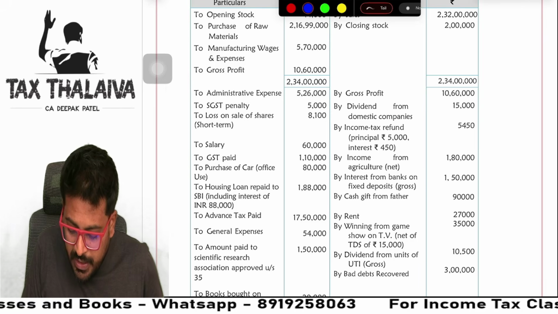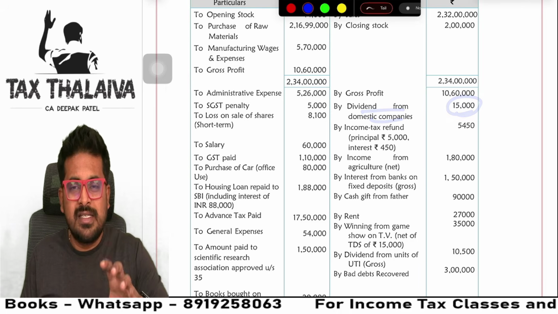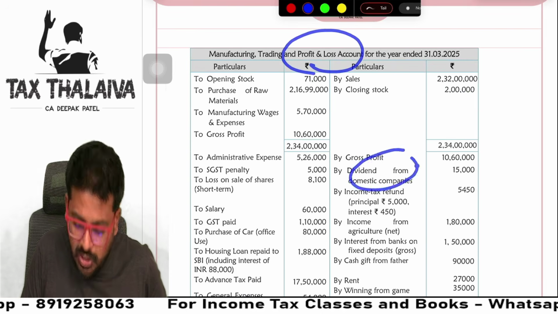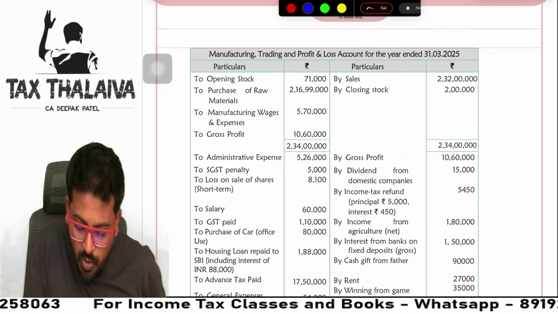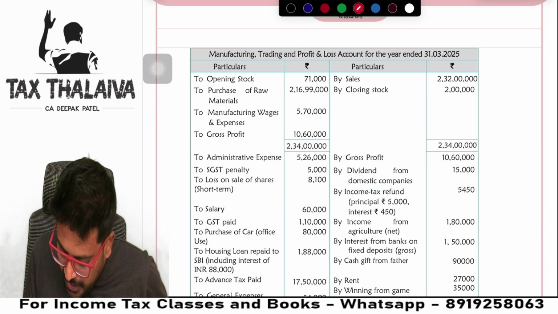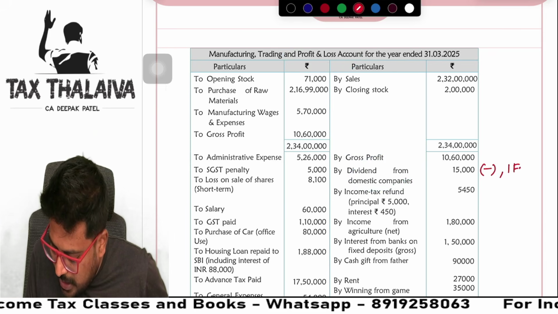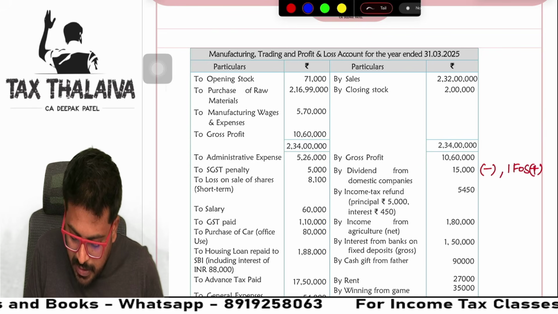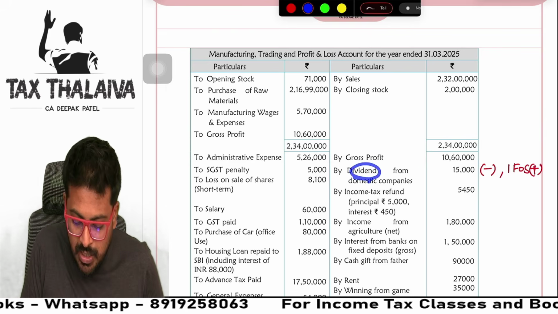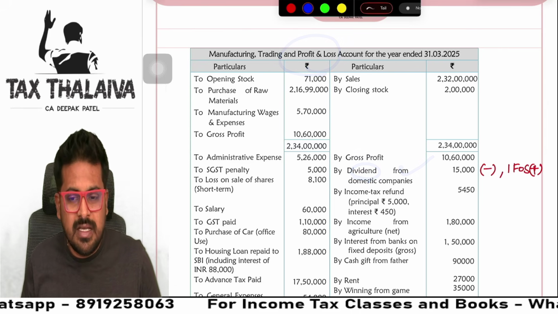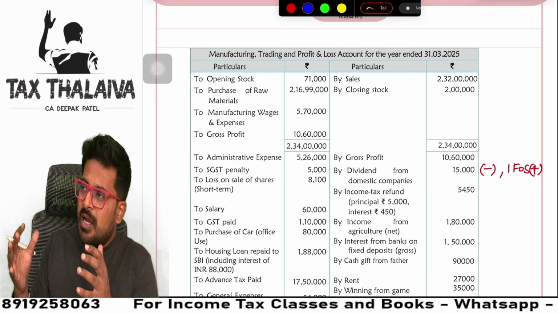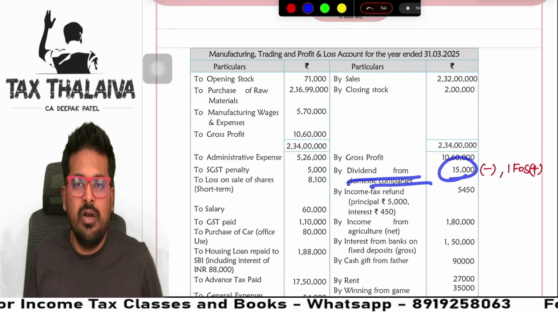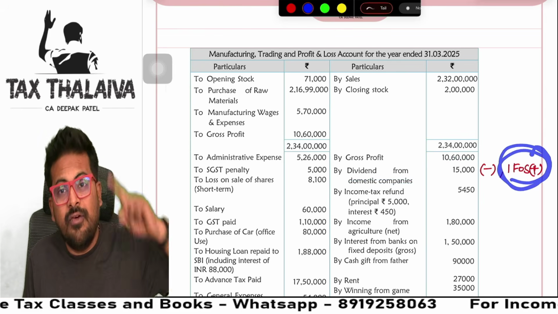Gross profit, no issues. Dividend from domestic companies 15,000. Guys, think logically. Dividend is taxable under IFOS. How can you show it under profit and loss account? Absolutely wrong. So the adjustment will be, we need to reduce it from here and go to IFOS and add in IFOS. That should be the adjustment. I hope you are getting it. Dividend is an income from other sources. You are showing it under profit and loss account in business income, which is wrong. So in business income, you already added 50,000 rupees. So now reduce that 15,000 from the profit and loss account and go and add in the IFOS head.